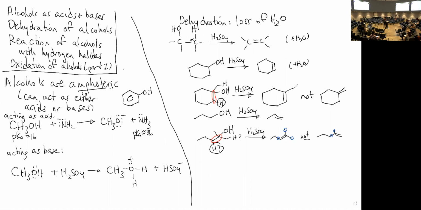The reason is that in the end, we will get an alkene with 3 alkyl groups directly attached to the alkene. On this one, you have only 2 alkyl groups directly attached to the alkene. So you want the one with more alkyl groups directly attached to the alkene.